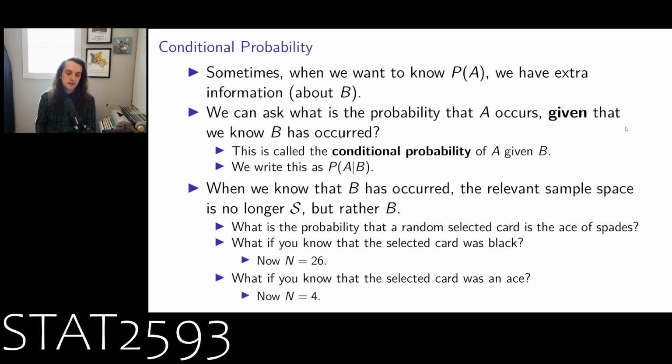Probability is 1 in 4. And you could also think about, what if I told you that it was a black ace? Well, now we know it's either the ace of spades or the ace of clubs, right? And so the sample space has become 2 items large. So it'd be 1/2, right? And so by conditioning on B, essentially what we're doing is we're shrinking down the relevant sample space. And that's how you can think about integrating the knowledge that we have about the situation.